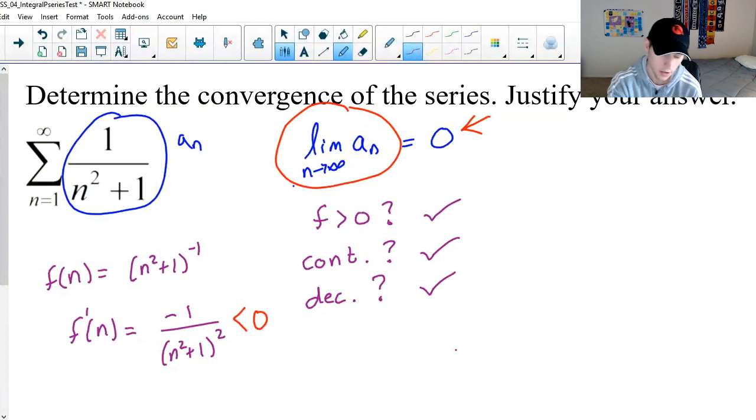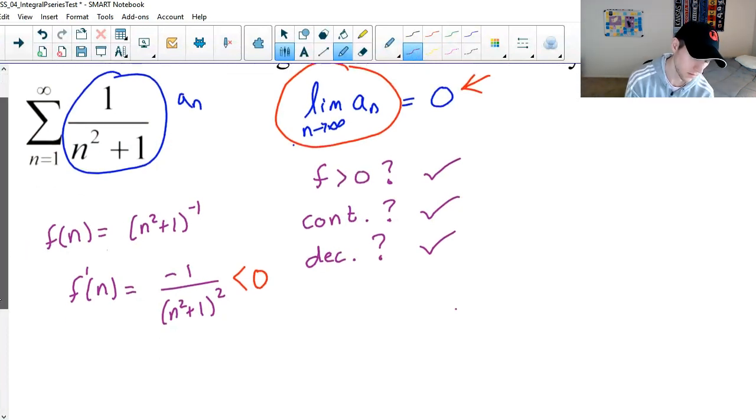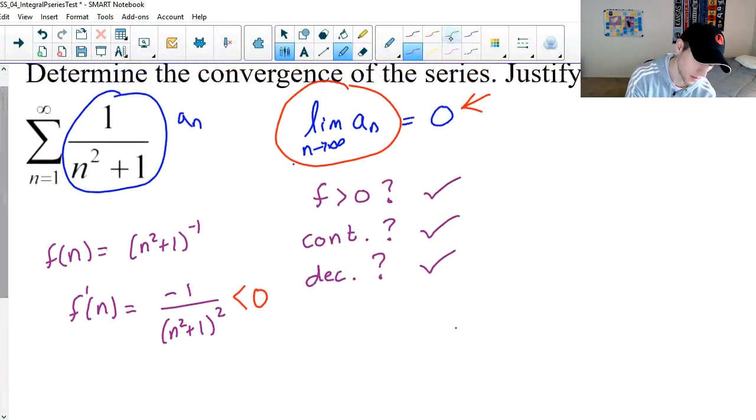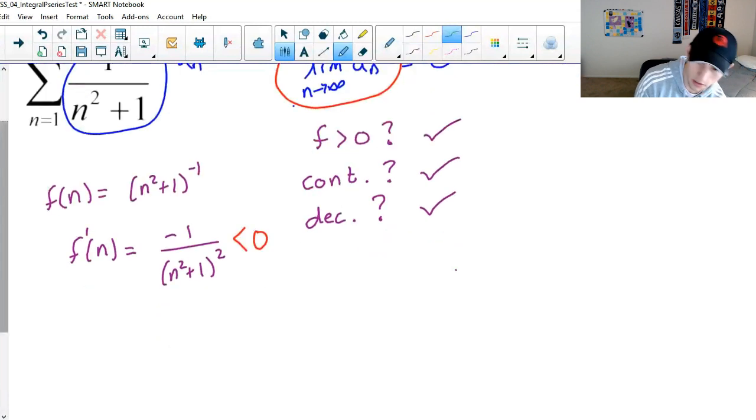So my 3 checks are complete. F is positive, it's continuous, and it's decreasing whenever x or n is greater than or equal to 1. So now that means let's actually do the integral.